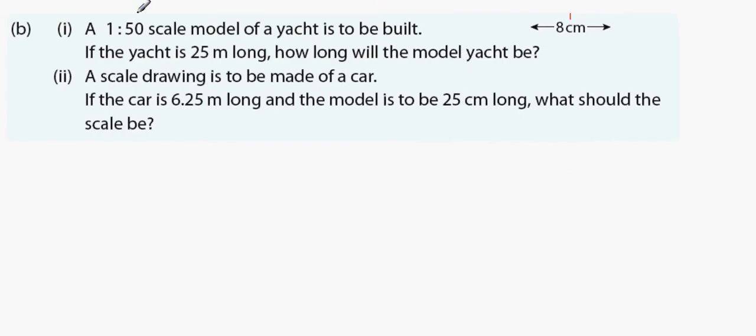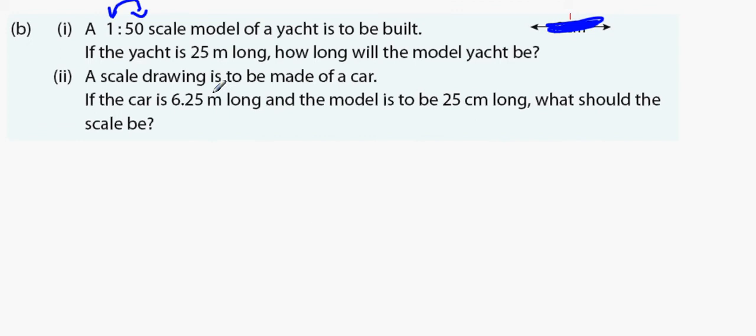Okay, we're on schedule, right? A 1:50 scale model of a yacht is to be built. Right, this is something to do with the question. If the yacht is 25 meters long, how long would the model yacht be? Okay, so 1:50 means that it's 50 times smaller than the original yacht. Okay, so it's 1 to 50.